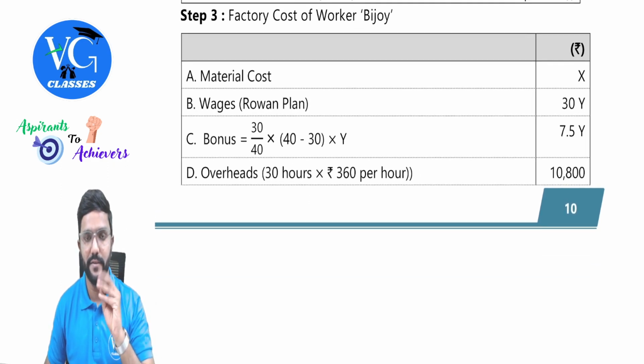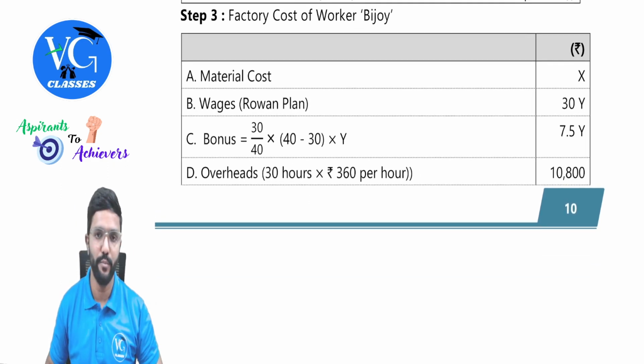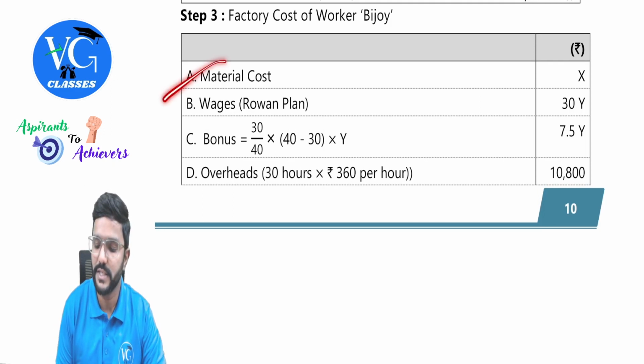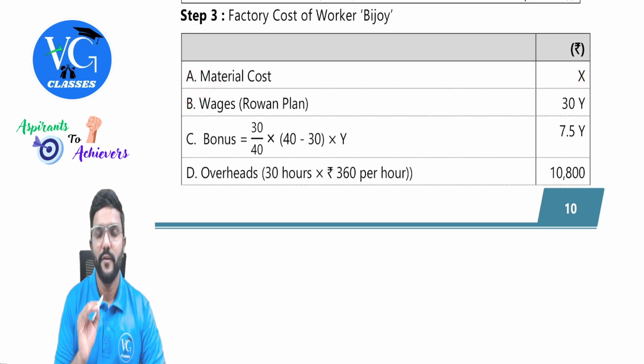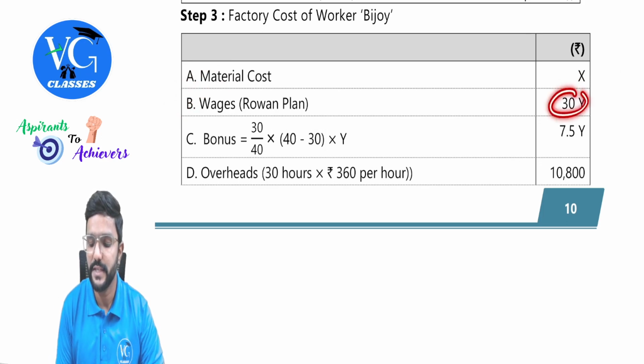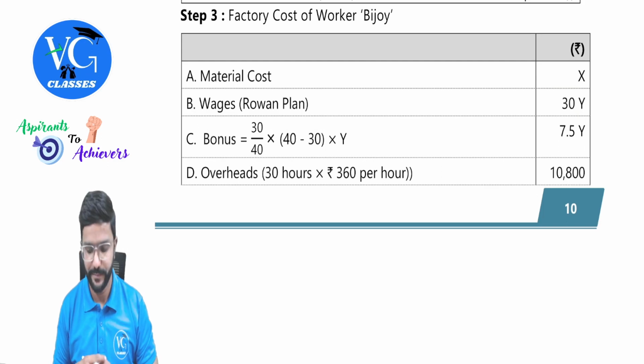But for Bijoy, guys, everything remains same, but the scheme is different. For bonus, please be careful. Material cost is X. Wages, we are assuming Y for each hour pay. So how much time he has taken? 30. So 30 into Y, 30Y.